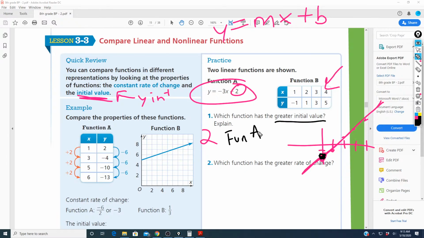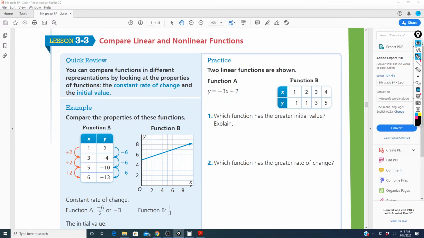Function A, because it's a 2. You have to draw that. You have to have that kind of mental idea of seeing the line go down and intercepting the y-intercept at a negative number. So now, which function has a greater rate of change? A greater rate of change or slope?